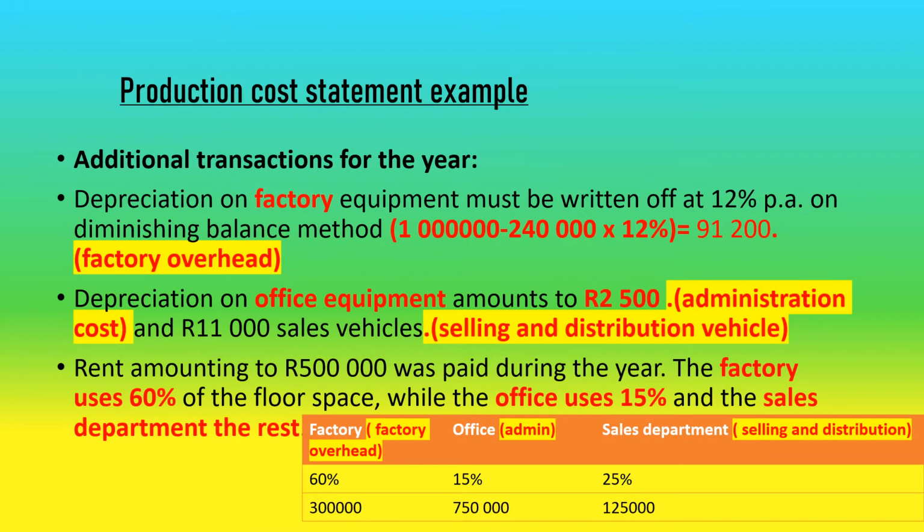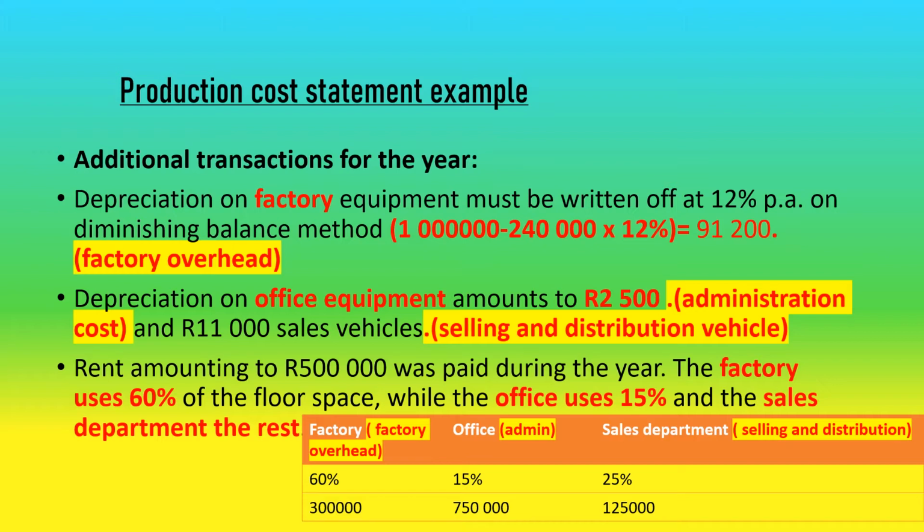So now let's look at all the additional transactions for the year. I have done all the calculations here, and I have also indicated where each calculation belongs, highlighted in yellow. Our first one says that depreciation on factory equipment must be written off at 12% per annum on the diminishing balance method. Because it's factory equipment, it belongs to factory overhead, because remember we said factory overhead is our indirect labor, indirect costs, as well as all our other factory costs, and this depreciation belongs to the factory, so it goes under factory overhead.